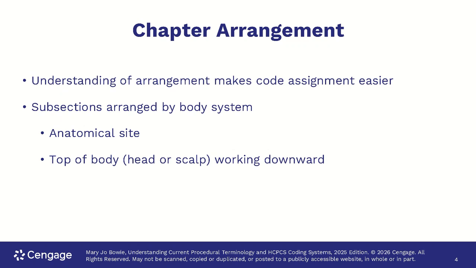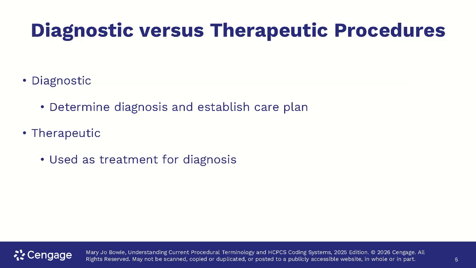All right. So the surgery section really is organized in a way to make code assignment easier because the surgery section is arranged by body system, right? And then once you get into that body system, what you're going to see is that the codes are then further subdivided by anatomical site. And the way that the anatomical sites are structured is that whatever body system that you're working in, it's going to start from the top and then go all the way down to the bottom of that body system. So it really makes it easier to digest.